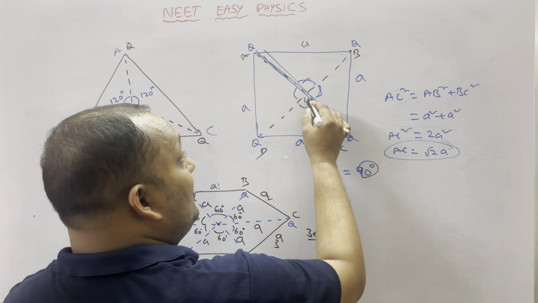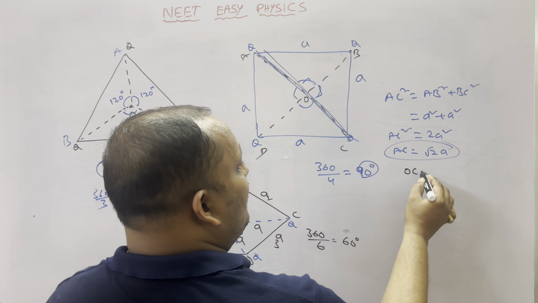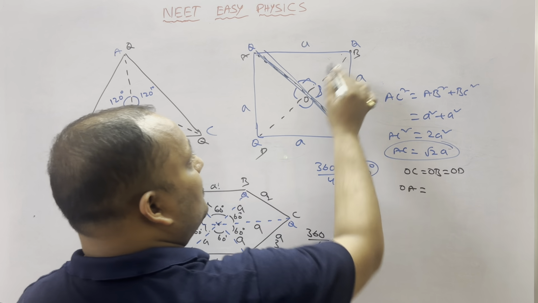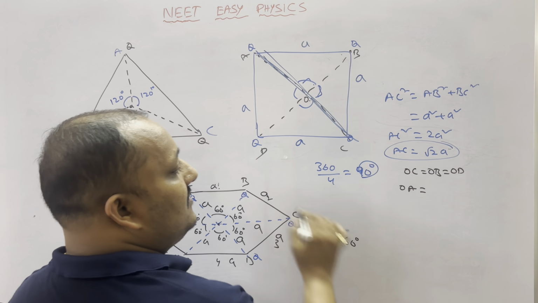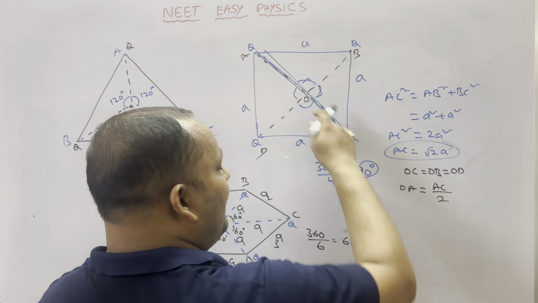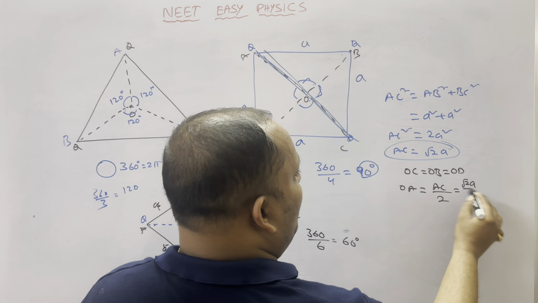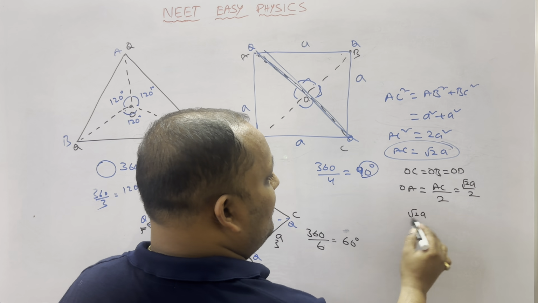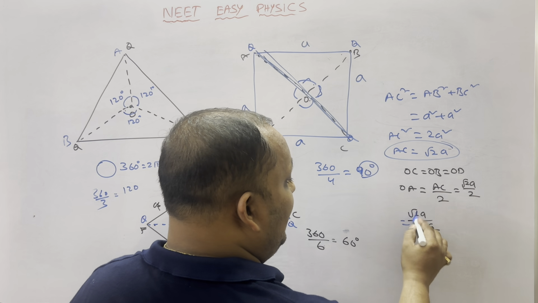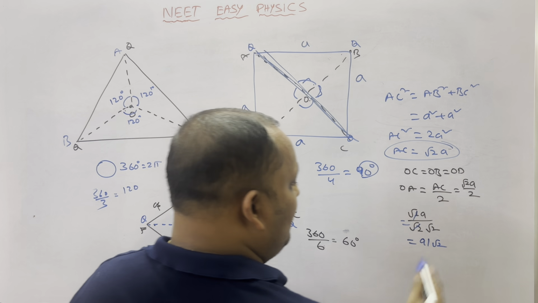Now from the center to one corner, either OC, OB, OD, OA, what will it become? Half of the diagonal. Therefore, root 2 a by 2. This root 2 a by 2 can be written as a by root 2, since 2 is root 2 into root 2. So the final answer is going to be a by root 2.